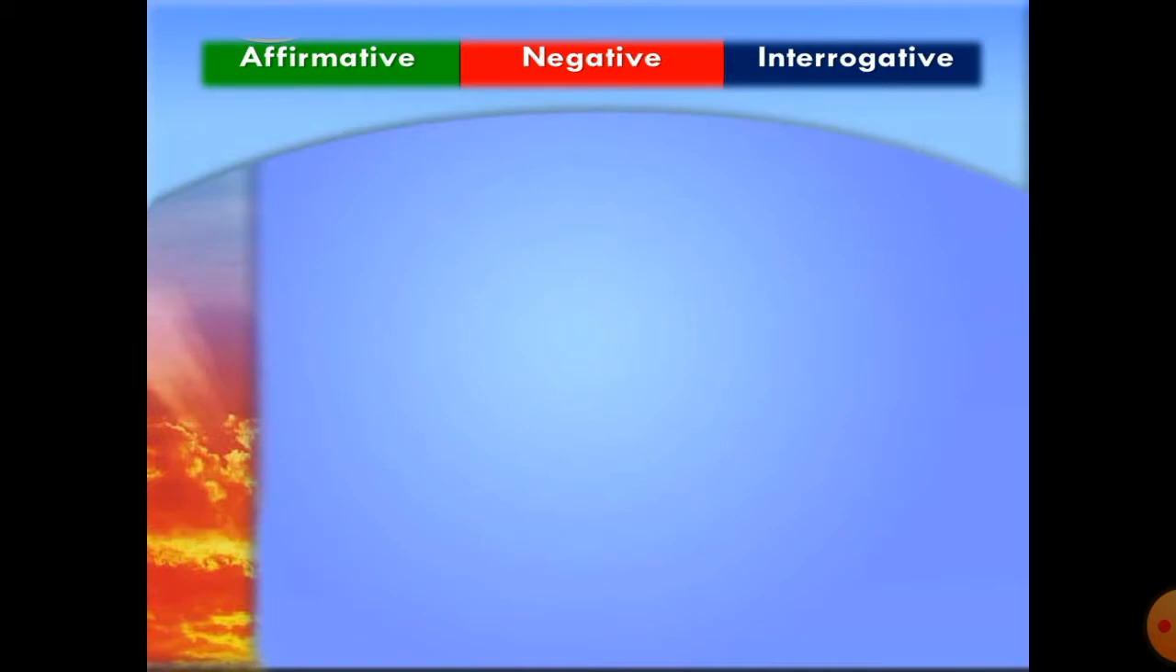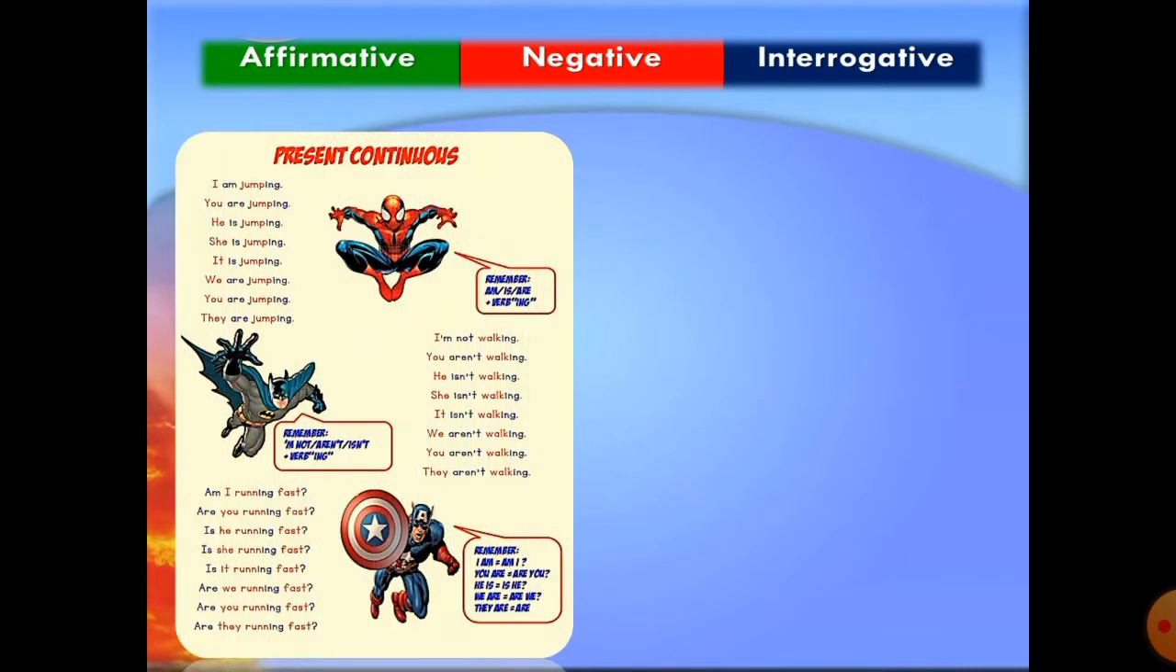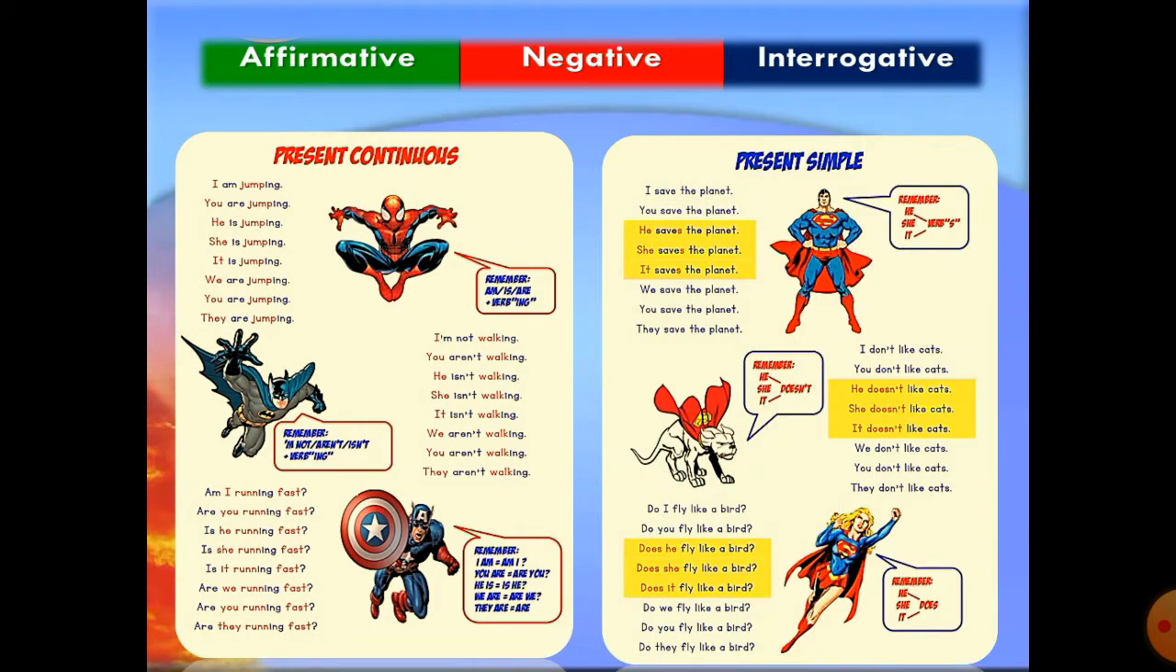Also, I think you have seen the affirmative, negative, and interrogative form of both tenses. I found this on the net. Thank you, guy who made it, and you can have a look at these beautiful worksheets and beautiful superheroes, Spider-Man, Batman, and Captain America, and also Superman.